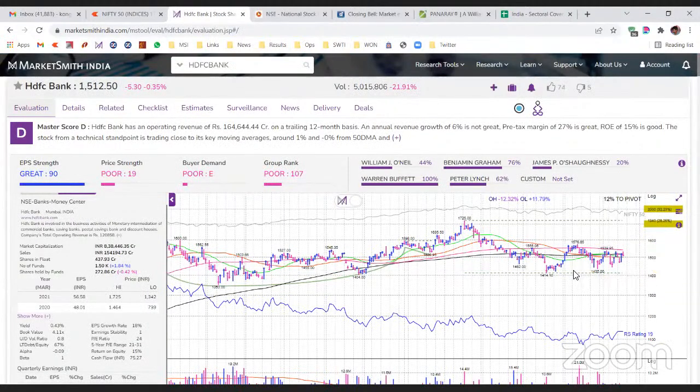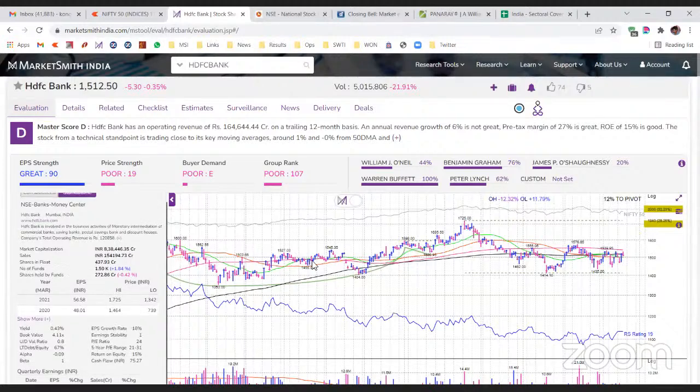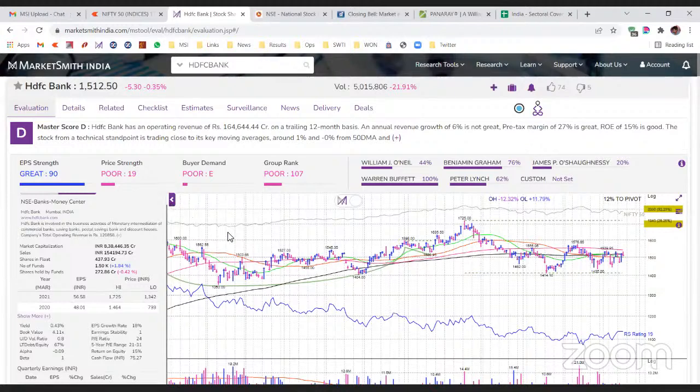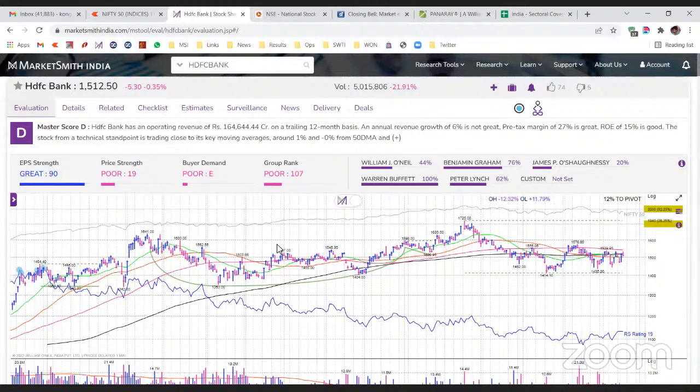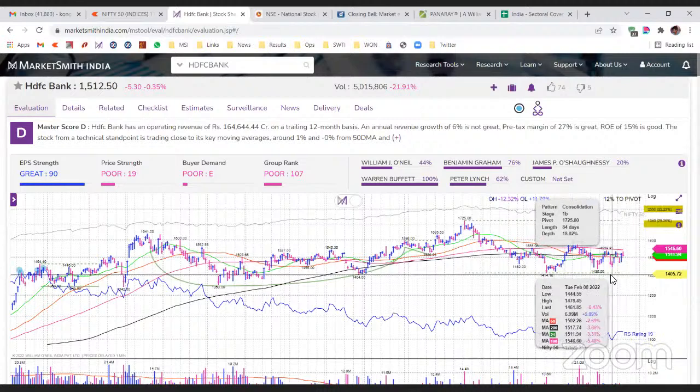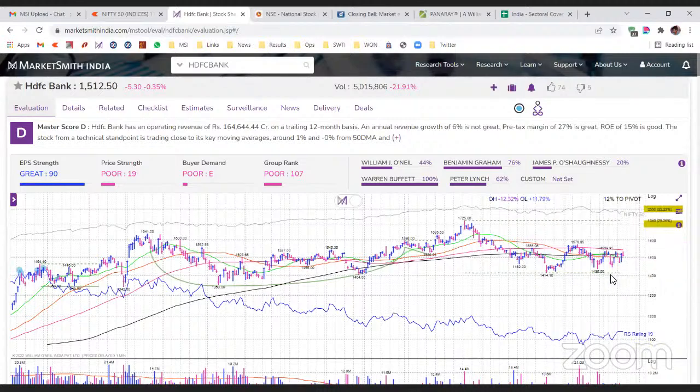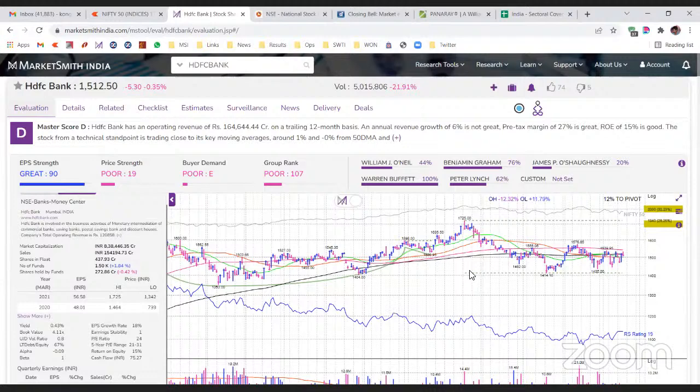Coming to HDFC Bank, it has been consolidating for the last 1 year. You can see here the stock has been trading in a narrow range of 1700 and 1400. There is no clear momentum on the upside as well as on the downside. Being a very good company, fundamentally its EPS is at 90, but because of underperformance or consolidation, its price strength is at 19, because of its underperformance compared to most of the stocks in the market.